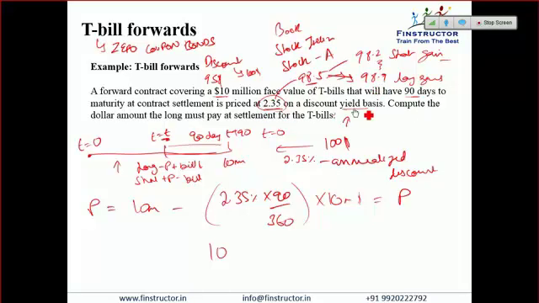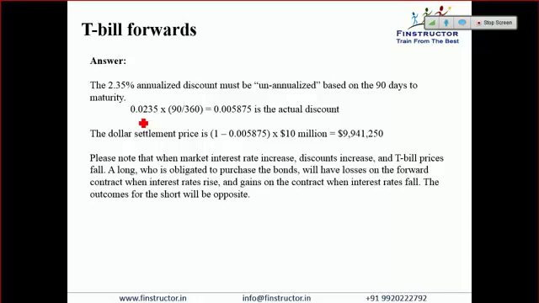So 2.35% discount yield basis means actually a price of 10 million minus 2.35% times 90 by 360. We'll just show this calculation. So 0.0235 times 90 times 12. So that means they have agreed on a price of $9.9 million.